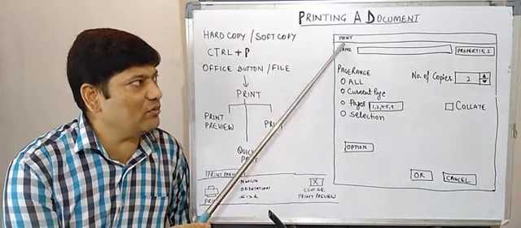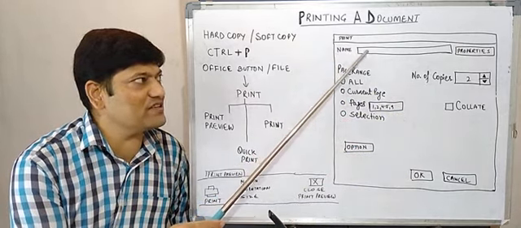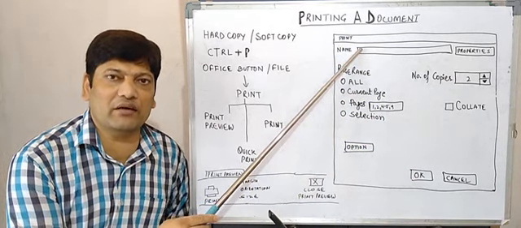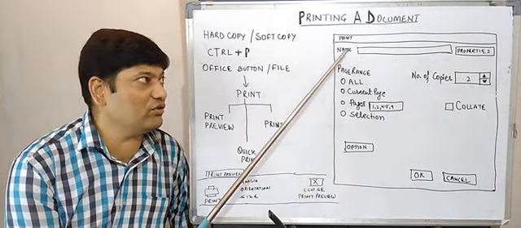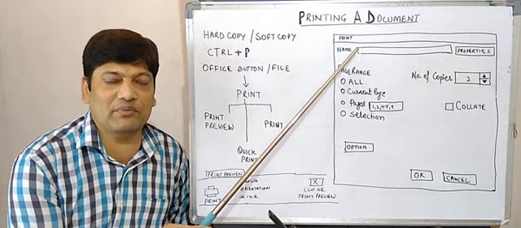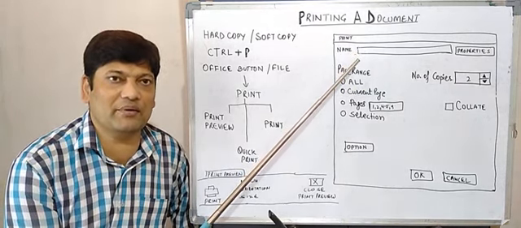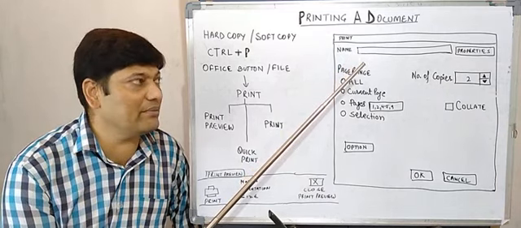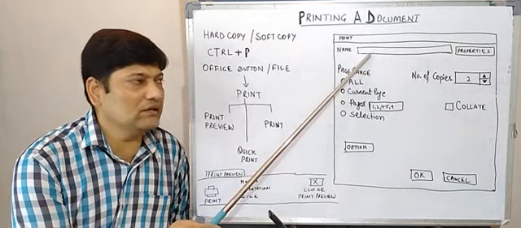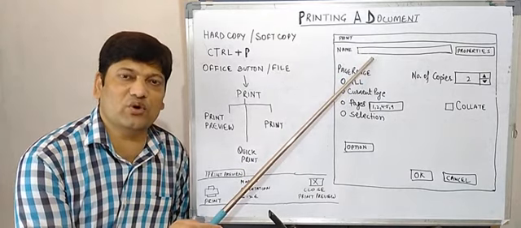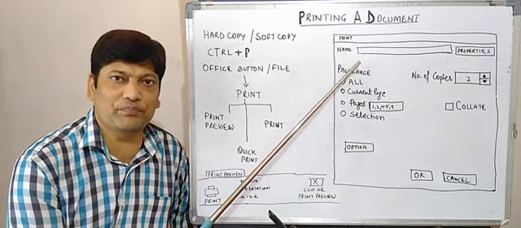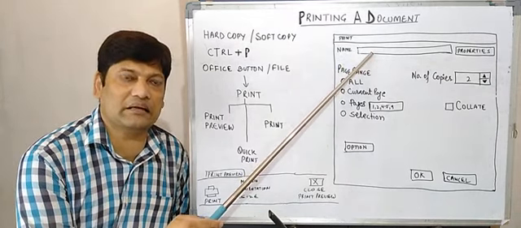In this particular dialog box, a very important thing is that you have to specify the name of the printer. When we are on a network, we have many printers, so we have to decide from which printer we have to take the printout. It may be a black and white printer, it may be colored, it may be a laser, or it may be a dot matrix printer. Select the printer from which you want the print. But if only one printer is connected to the computer, there is no problem. By default that will be selected.